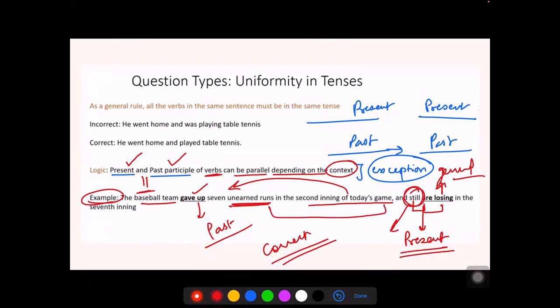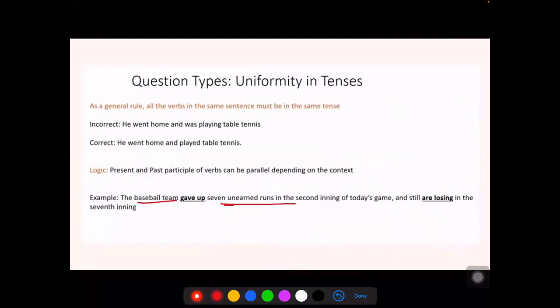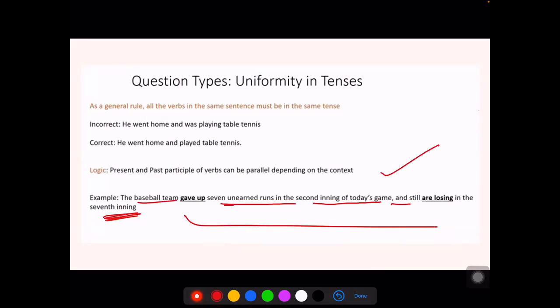Now, this is in continuity. And when something is in continuity, whatever happens in the past, it continues till the present. So we have to use the parallel structure of past and present. Otherwise, we never use it. But still, when these kinds of exceptions come, where we have to continue our past till now, then we use past tense before 'and' and present tense after 'and'. So here the sentence is: the baseball team gave up 7 unearned runs in the second inning of today's game, but still are losing in the 7th inning. Talking at the same page, and this is making sense and a correct sentence. All right.